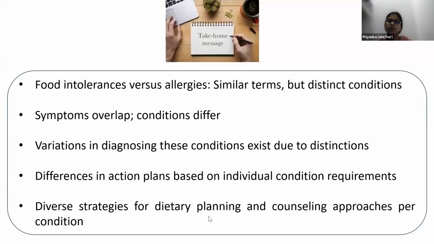So from my slides, the take-home message for all of us is that food allergies and food intolerances are similar terms but distinct conditions. They have different diagnoses to be made. Their symptoms overlap, but these conditions are different. There is variation in diagnosing these conditions due to these distinctions. There should be differences in action plans based on individual condition requirements. An action plan should always be customized based on the requirements of the patient.